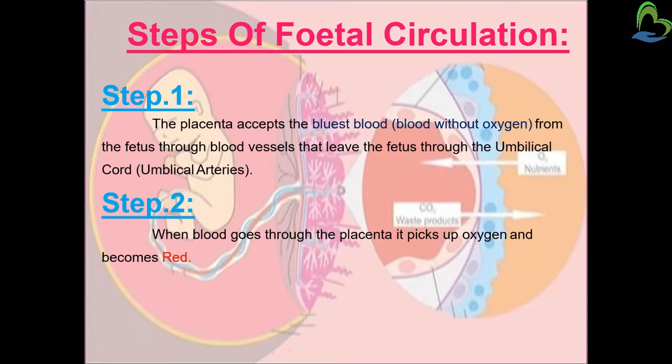In step two, when the blood goes into the placenta, it picks up oxygen and it becomes red. While the blood enters the placenta, it picks up the oxygen, and due to this the blood color becomes red. Okay, this is step two.